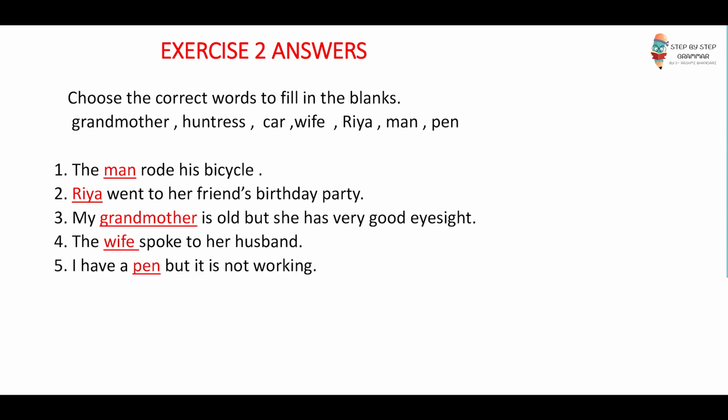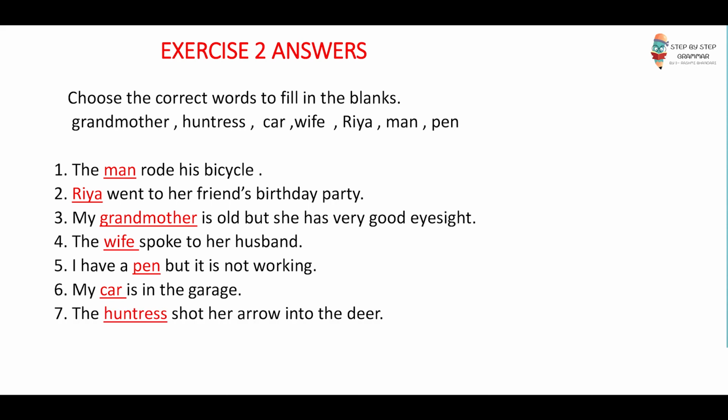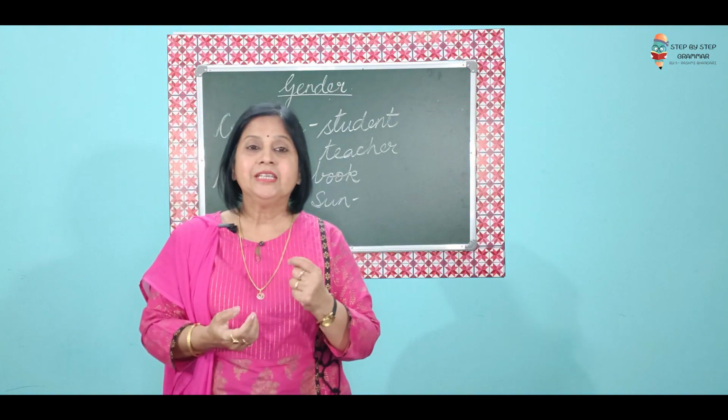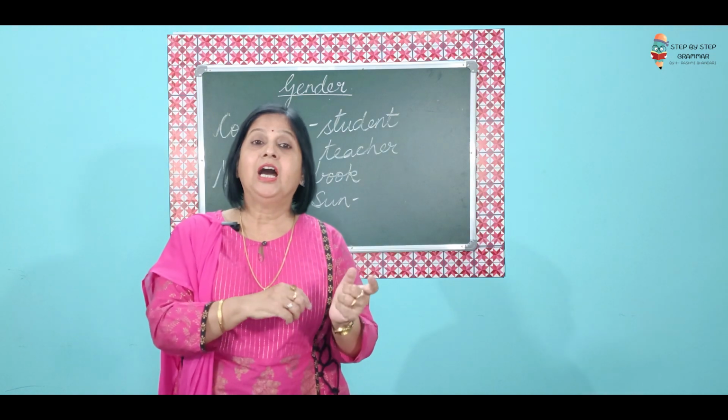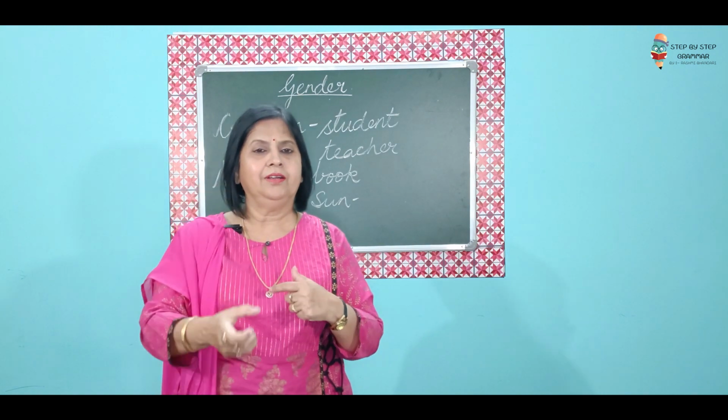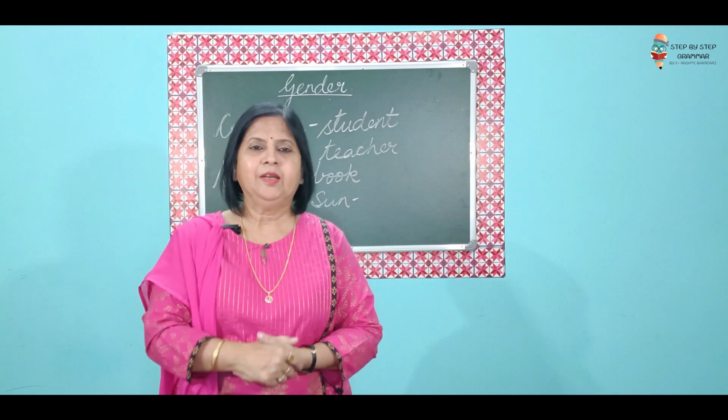I have a dash but it is not working. Again, from the options that are given to you, we are talking about a non-living thing and what we can see is a pen. Then, my dash is in the garage. My car. What do we keep in the garage? We keep vehicles. So, my car is in the garage. The dash shot her arrow into the deer. So, who is it? The huntress. So, what is the masculine of huntress? Hunter.